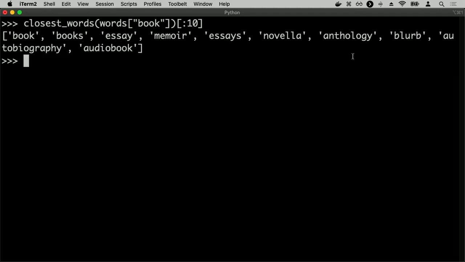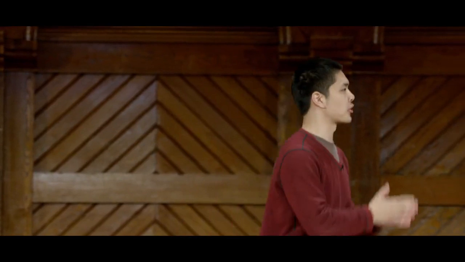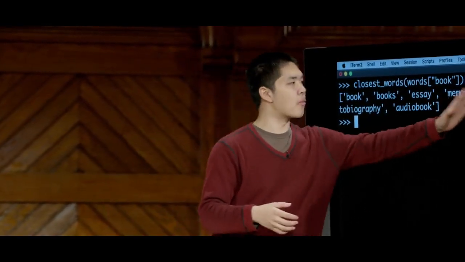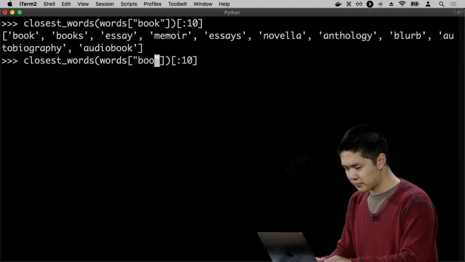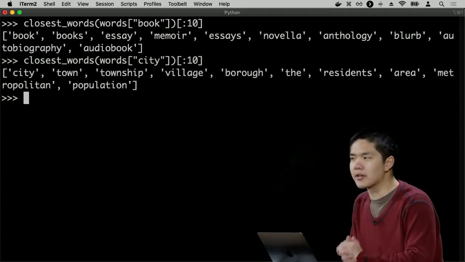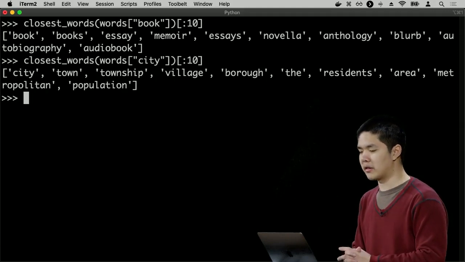And why are these words that it was able to compute close to it? Well, because based on the corpus of information that this algorithm was trained on, the vectors arose based on what words show up in a similar context. The word book shows up in a similar context, with similar other words, to words like memoir and essays, for example. And if I get the closest words to city, you end up getting city, town, township, village. These are words that happen to show up in a similar context to the word city.